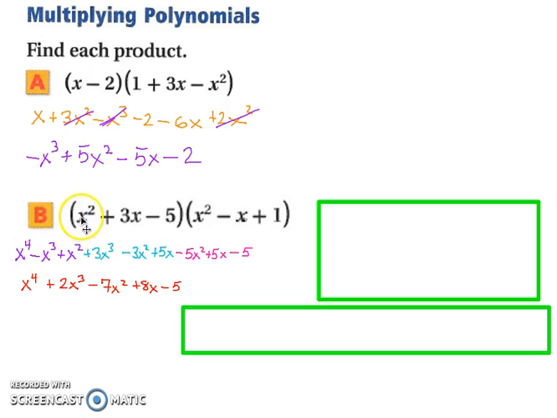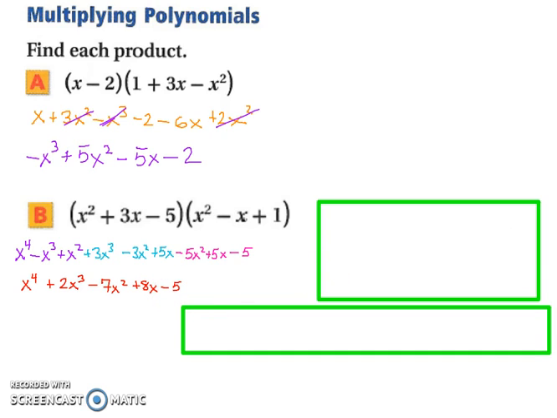Okay, so we have our x to the fourth from distributing x squared to x squared, and then we have minus x to the third plus x squared. That's your first term. Then your second term after it gets distributed is 3x to the third minus 3x squared plus 5x. And then when we distribute our third term all the way across, we have minus 5x squared plus 5x minus 5. And now we can combine like terms. So we're left with x to the fourth plus 2x to the third minus 7x squared plus 8x minus 5.